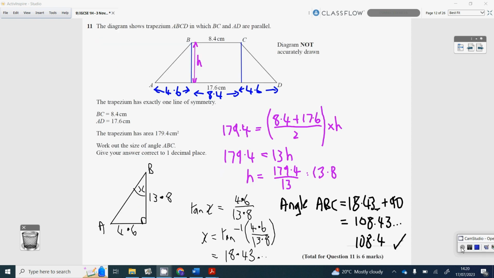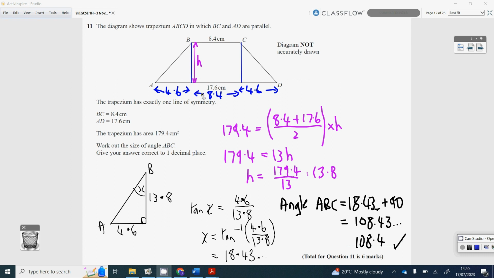Question 11. Now the first thing to take on board here is we're told the trapezium has exactly one line of symmetry, which will be straight down the middle. So that means that this triangle on the end here and this triangle on this end here are similar. So the angles at the top would be the same. The angles at the bottom would be the same. Equally, this distance from here to here and here to here are going to be the same. Now, clearly, just dropping down a couple of perpendiculars, this length here is going to be 8.4 as well.